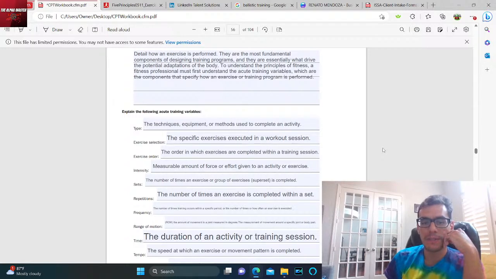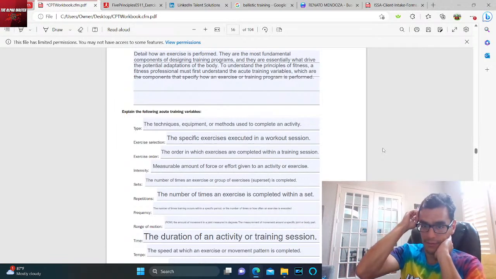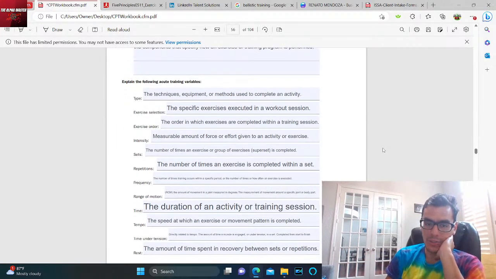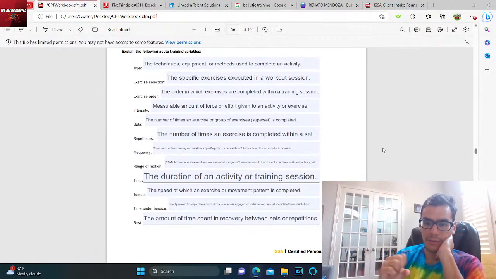Then you have intensity, the measurable amount of force or effort given to an activity or exercise. The sets, the number of times an exercise or group of exercises, supersets, is completed as a set. The repetitions is going to be the number of times an exercise is completed within a set.